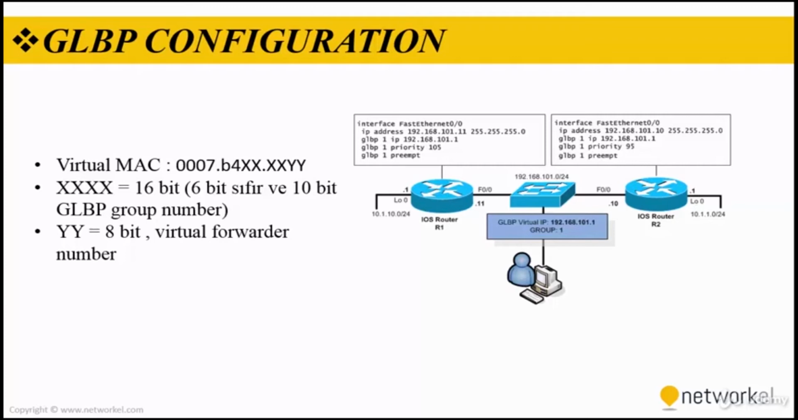And here's the configuration of the GLBP. Let's take a look. It's almost the same as VRRP and GLBP. As you can see, we go under the interface mode, we assign an IP address, then we assign the GLBP group number and IP of the GLBP address, then we can define priority and preemption as well.